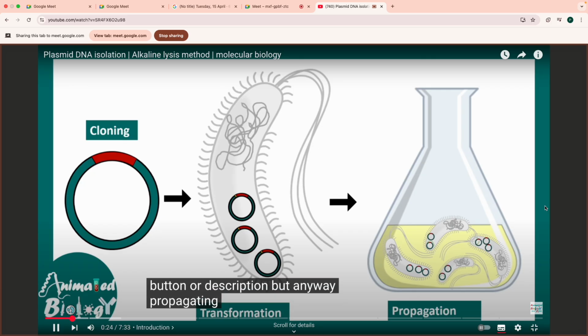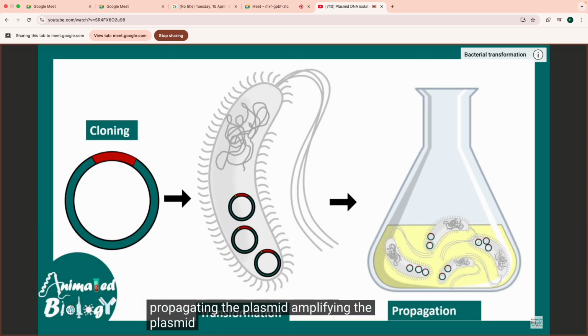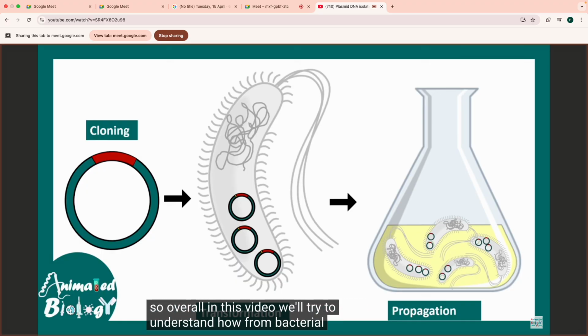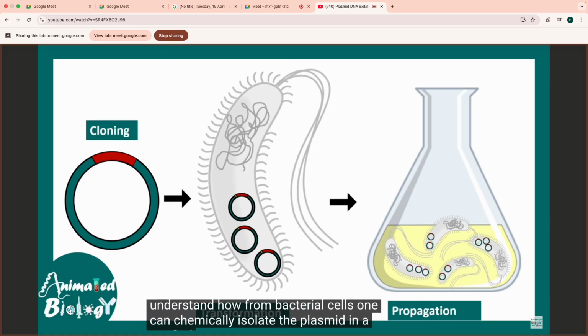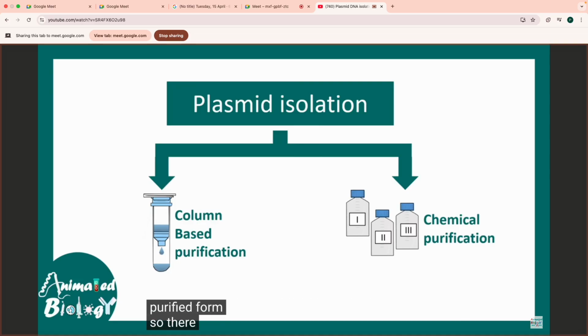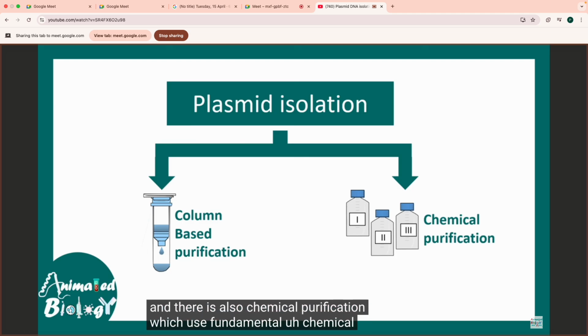But anyway, propagating the plasmid, amplifying the plasmid, or storing the plasmid is really important. So overall, in this video, we'll try to understand how from bacterial cells one can chemically isolate the plasmid in a purified form. There are two methods by which one can do that. There is column-based purification, which uses the principle of affinity chromatography for purifying, and there is also chemical purification, which uses a fundamental chemical-based approach to purify the plasmid.